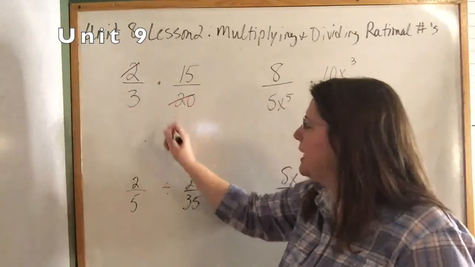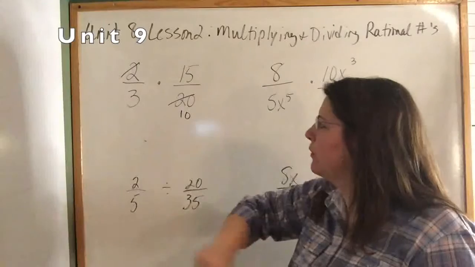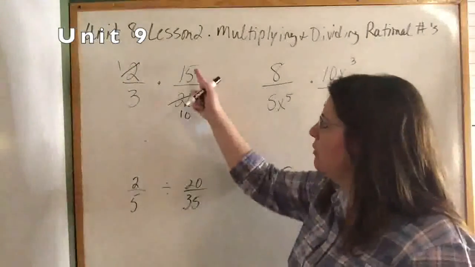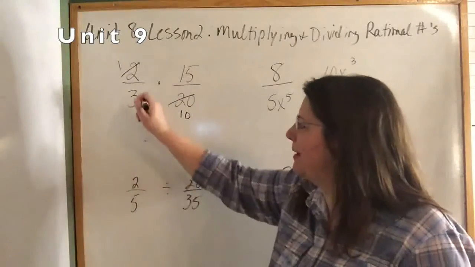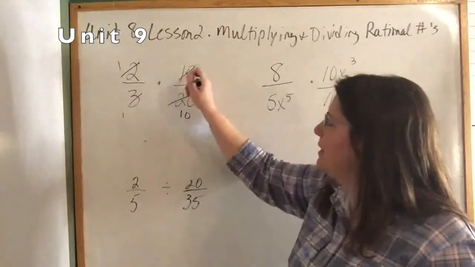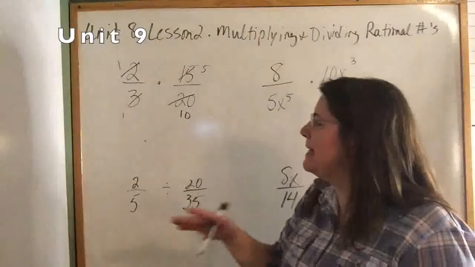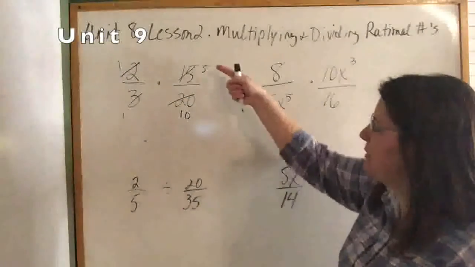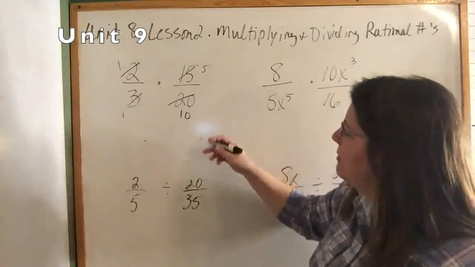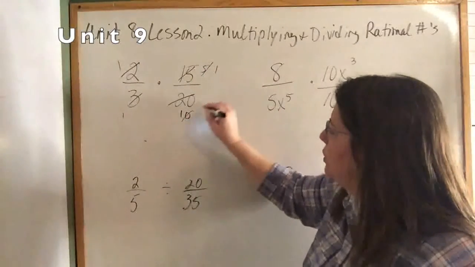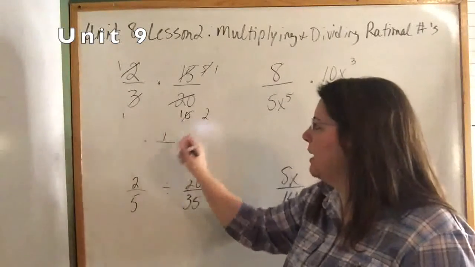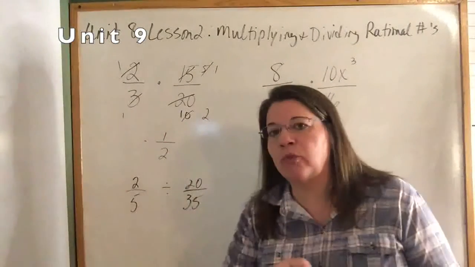2 goes into 20 10 times, so I've got a 10 left over. 2 goes into 2 once. So those are both divisible by 2. Here, the 15 and the 3 are both divisible by 3. So that's going to be a 1, and that's going to be a 5. And then 1 over 1 is simplified as much as I can get it. The 5 over 10 simplifies to 1 over 2. So now if I multiply straight across, 1 times 1 is 1, 1 times 2 is 2. My answer there is 1/2.